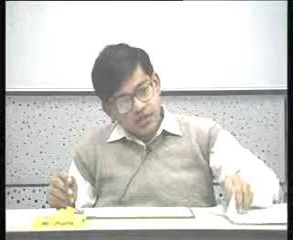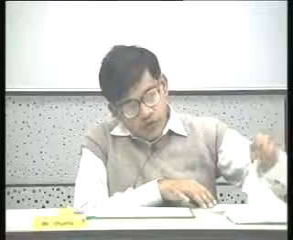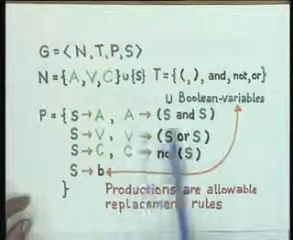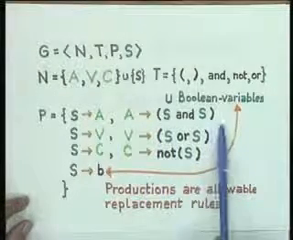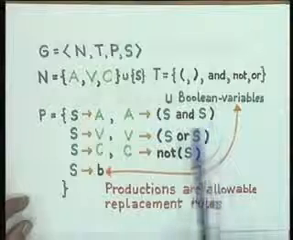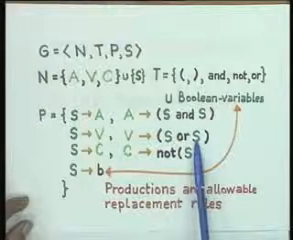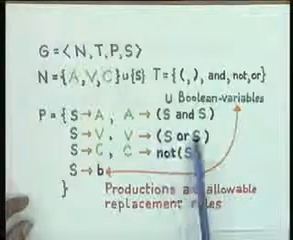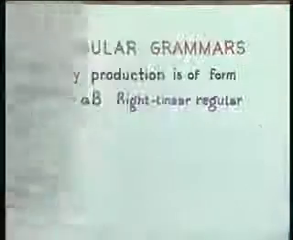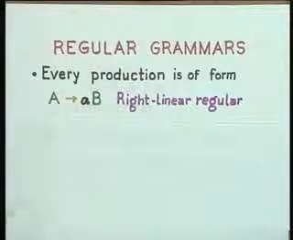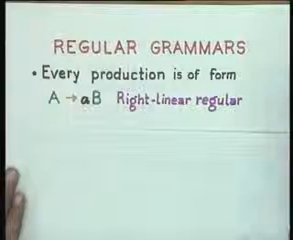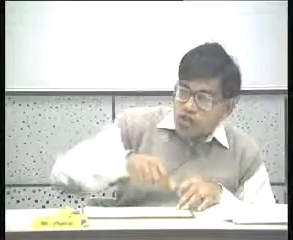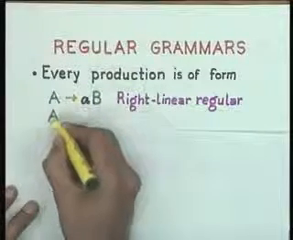For example, we had S goes to... so in a context free grammar, if you take any of these rules, they are not at all regular. They are not right linear or regular. And of course you would also allow just a terminal to be generated.